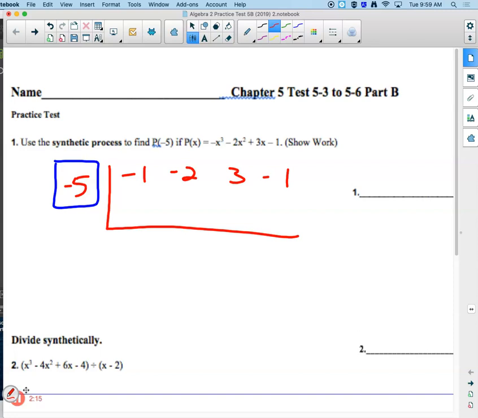And complete your synthetic. And you know what? There's only like 7 problems on this test, so go slow. Be extra careful. Bring down your leading coefficient. When you're outside the box, multiply, and then put it inside the box. Inside the box, add. Outside the box, multiply. Inside the box, add. Outside the box, multiply. And inside the box, add. Now, here's another big step. What's the answer?